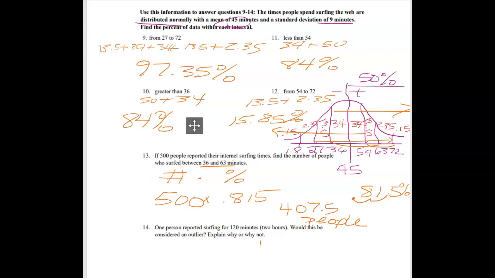Number 14, one person is using the internet for 120 minutes. Would this be considered an outlier? So an outlier is a number that rarely occurs. It's much larger or smaller than all the other numbers, which is where the majority of the percents occur. So 120 would be all the way up here, which is a 0.15% chance of occurring. So yeah, that's pretty rare. So yes, 120 lies in the less than 1% occurrence. So that makes it an outlier.